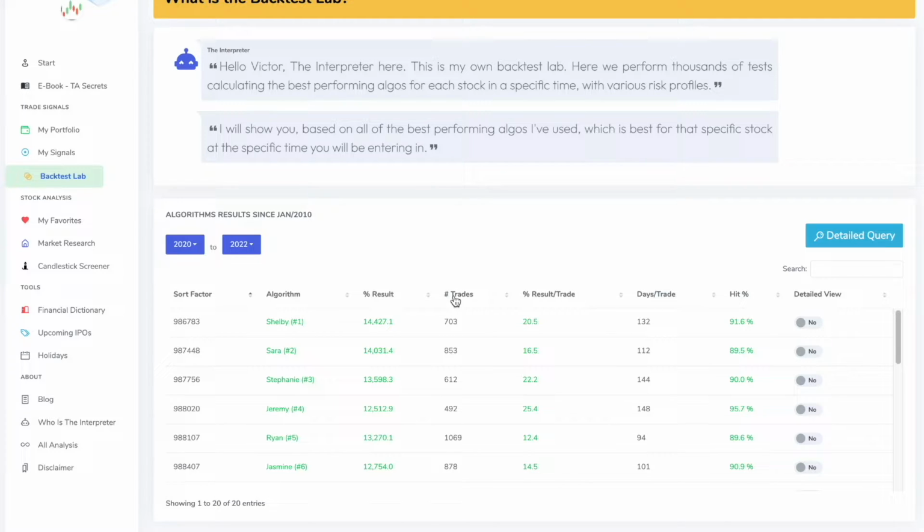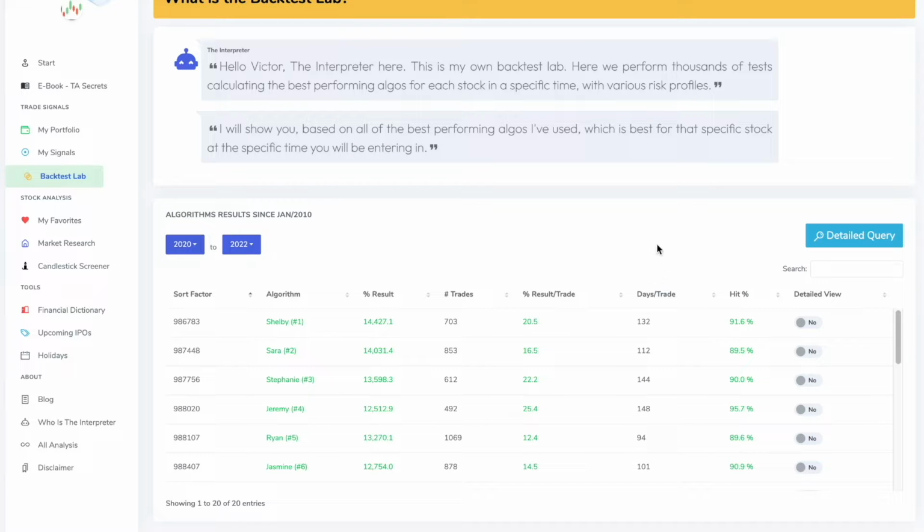Next to it, we will see the accumulated percentage gain over the given time frame. Then this column is the total number of trades by that algorithm. And here is the average result per trade. And then this is the average days that the algorithm remained in an open position until it decided to sell. These are all swing trade algorithms. So some algos will have an open position for a few days, and other algos might be in a trade for several weeks. Then we have the hit percentage. So that shows us the accuracy of each algo. So for example, this algorithm Shelby, out of 703 trades, 91.6% of them were profitable in the last 2 years.